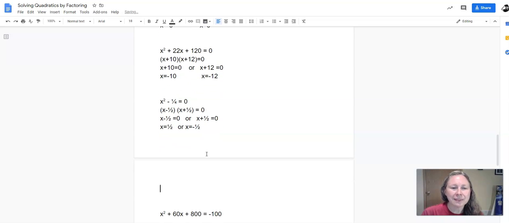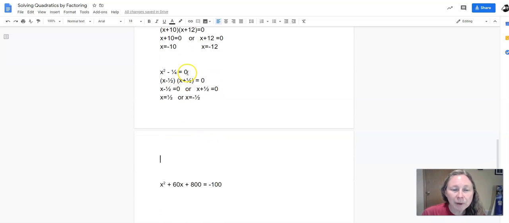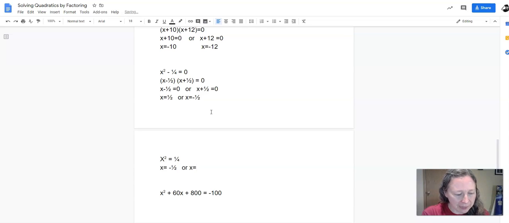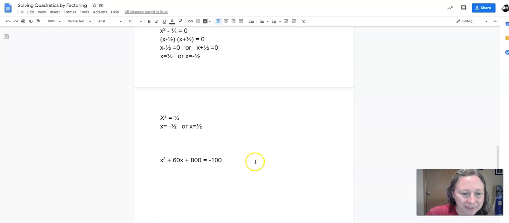I want to point out with this problem that it's also possible to solve something like this, a difference of squares, by doing the square root method. All we would do is move the 1/4 to the other side of the equation, and we can say x squared equals 1/4. You square root both sides, and you get x equals -1/2 or x equals +1/2. So the square rooting method also works in a difference of squares factoring.